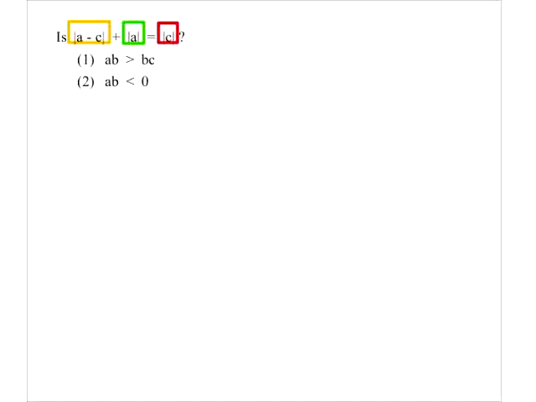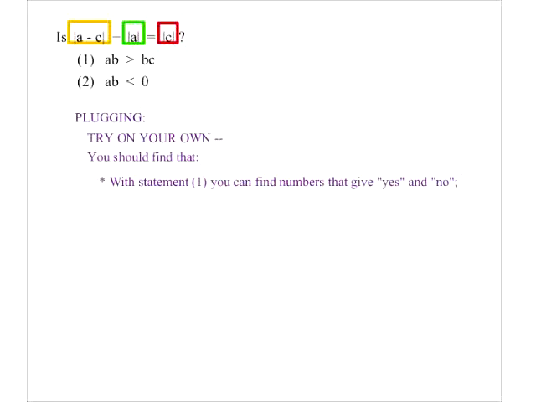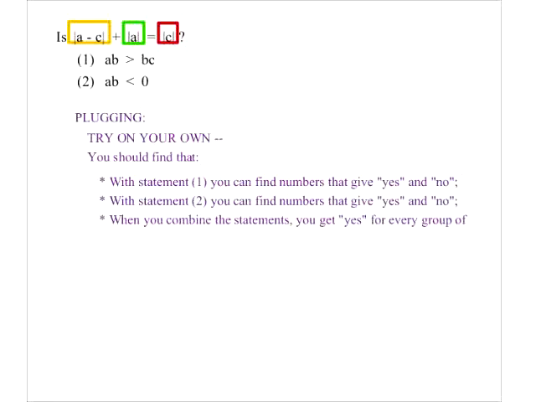Plugging, the idea is that I want you to try this on your own. You should find that with statement 1, you can find numbers that give yes and no. With statement 2, you can find numbers that give both yes and no. But then when you combine them, you get yes for every single group of numbers that you plug. So that's what you should find.